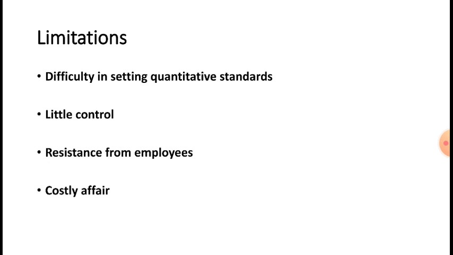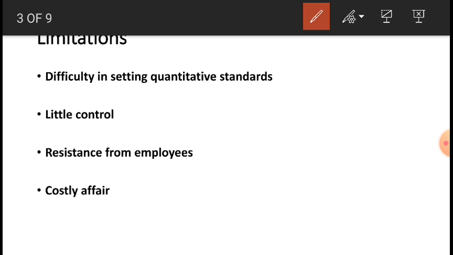Now, limitations of controlling. Limitations means disadvantages. Very, very important question, students. It had come in the 2019 question paper for 4 marks. Very easy. There are only 4 points, just a simple 1 or 2 line explanation is enough. What are the limitations? The disadvantages of controlling. See, difficulty in setting quantitative standards. What is this? Sometimes it is difficult to set quantitative standards.